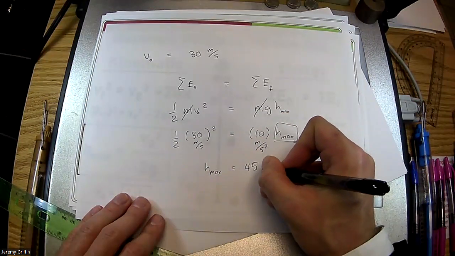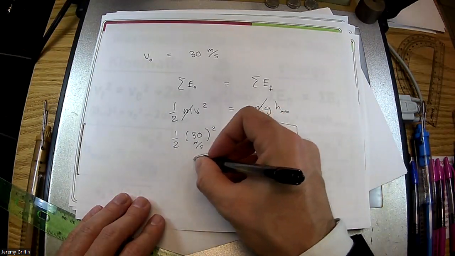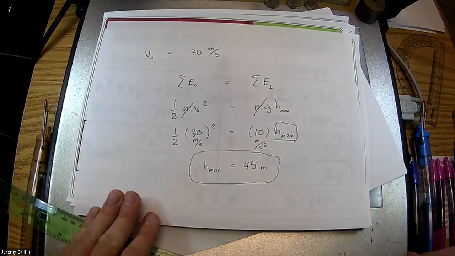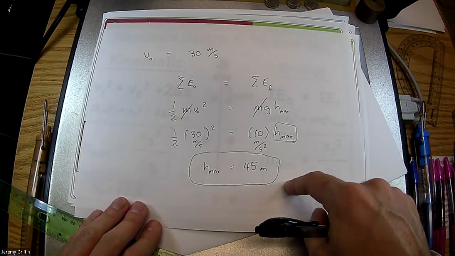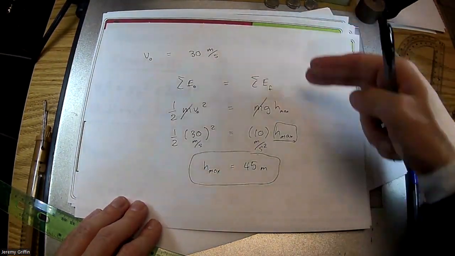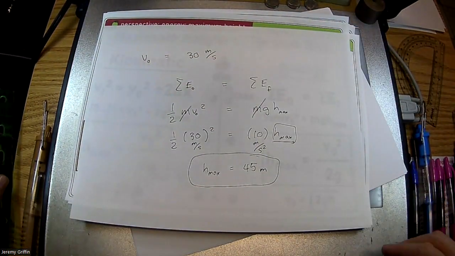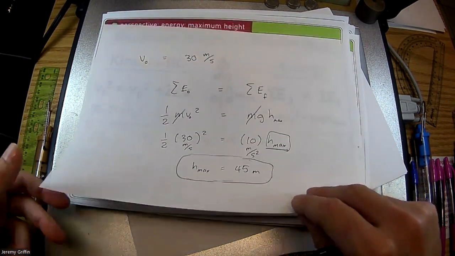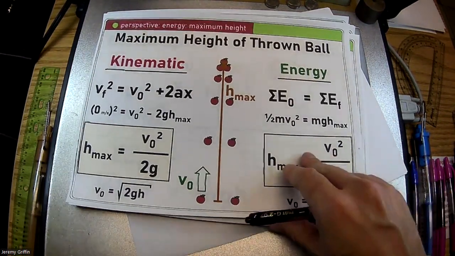I may have asked you guys this exact question a few months ago, or maybe asked you the reverse. If you throw a ball and it goes up 45 meters, how fast do you throw it? It must have been 30 meters per second. You can go either way with this question. Right, you guys good there? If you see something like that tomorrow, you can solve that.